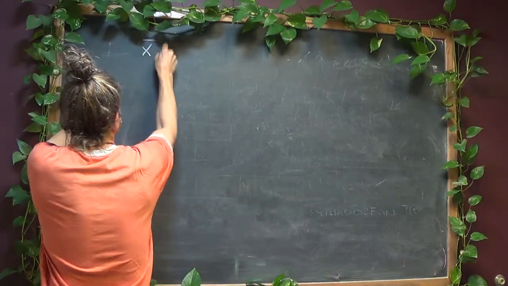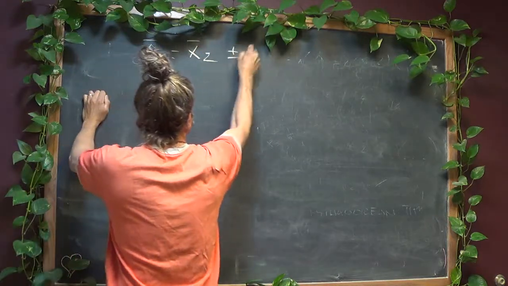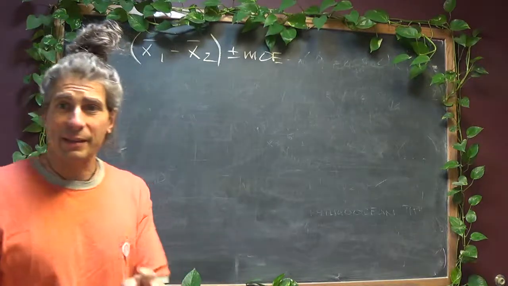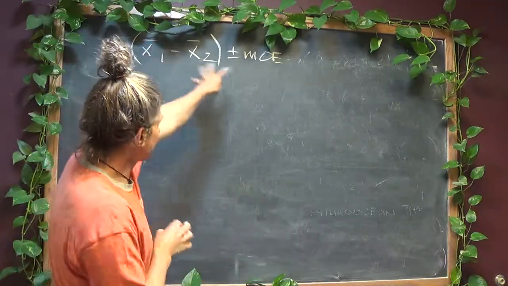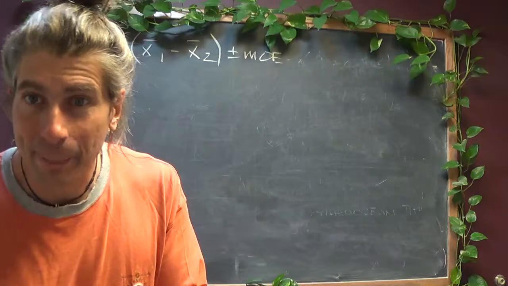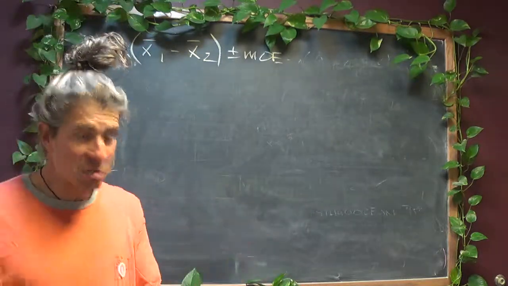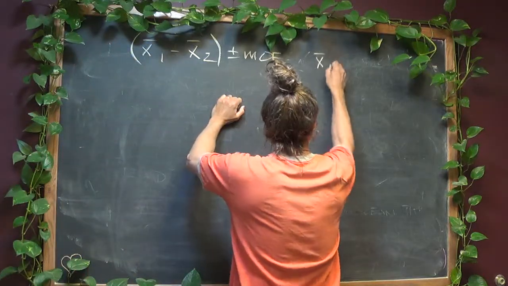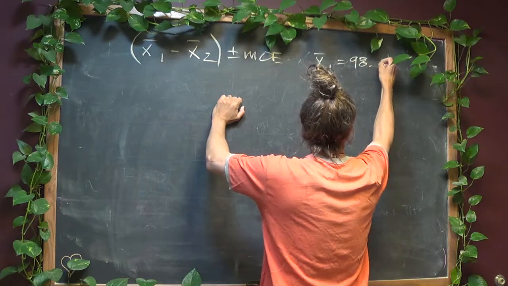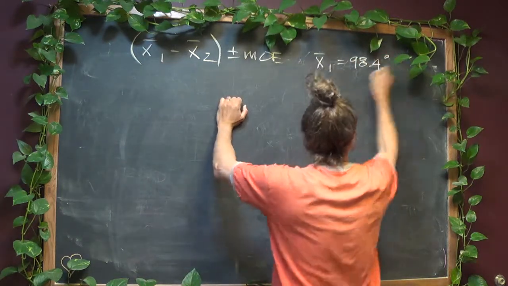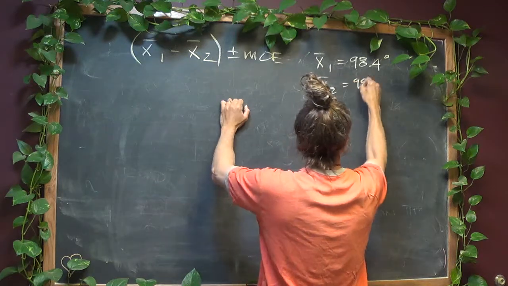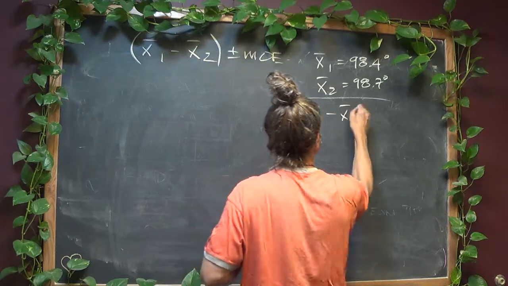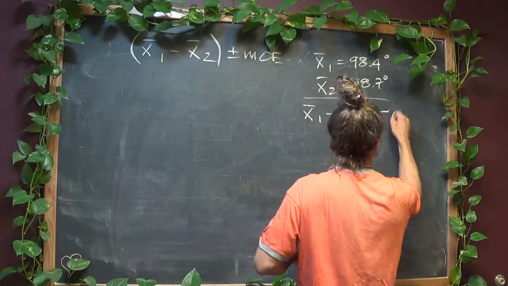So far we know we have to form this. To make it maybe a little more visual, I'm going to put parentheses around that. All that means is that's my statistic. Statistic plus or minus a margin of error. Okay, let's make up a value for this, just to throw some numbers on the board. If X bar 1 was 98.4 degrees, and X bar 2 was 98.7 degrees, then the difference of the two of them, X bar 1 minus X bar 2, is negative 0.3 degrees.